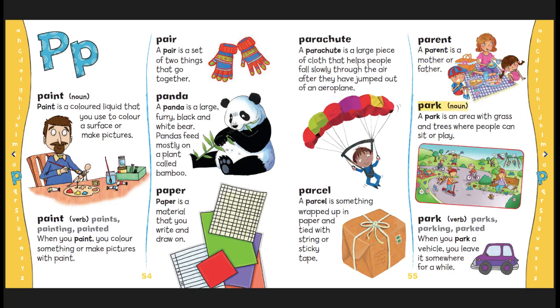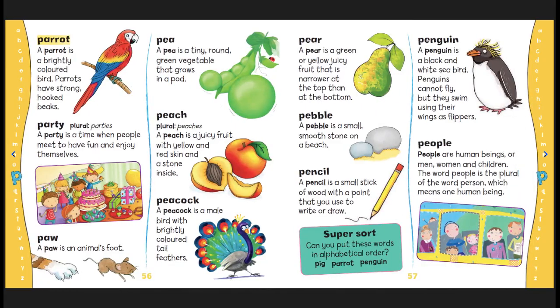Park. Noun. A park is an area with grass and trees where people can sit or play. Park. Verb. Parks, parking, parked. When you park a vehicle, you leave it somewhere for a while. Parrot. A parrot is a brightly coloured bird. Parrots have strong hooked beaks.